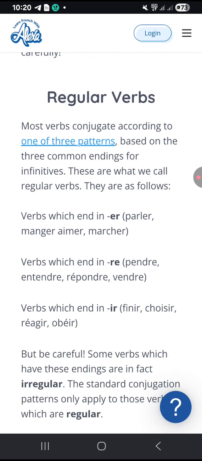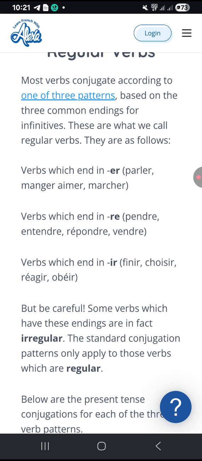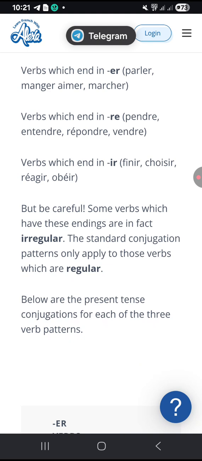Regular verbs: most verbs conjugate according to one of three patterns based on the three common endings for infinitives. These are what we call regular verbs. Verbs which end in er: parler, manger, marcher. Verbs which end in re: prendre, entendre, répondre, vendre. Verbs that end in ir: finir, choisir, réagir, obéir.